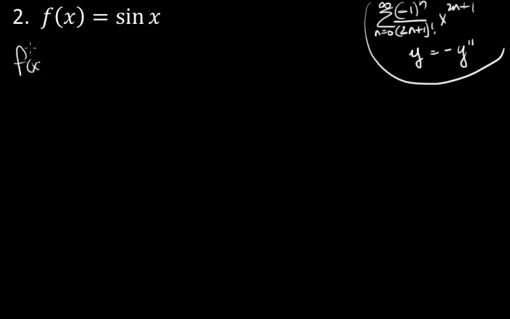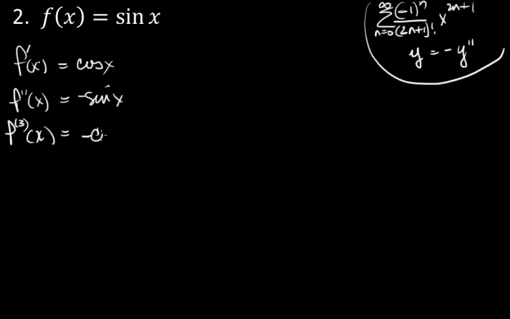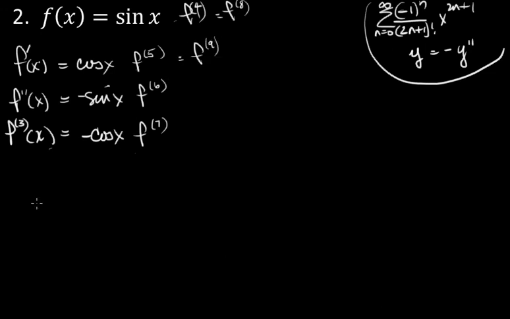So we need some derivatives. f of x is sine x. f prime of x is equal to cosine x. f double prime of x is equal to minus sine x. f triple prime, or f3 of x, is equal to minus the cosine of x. Then we keep going. The fourth derivative is back to f of x, and the fifth derivative is cosine x, the sixth derivative is minus sine x, the seventh derivative is minus cosine x, and so on. The eighth derivative is back to sine x, and so on. So we have four different possibilities for the derivative.